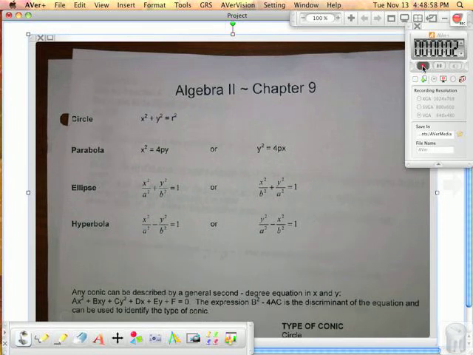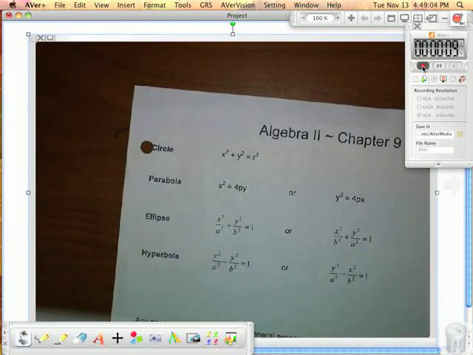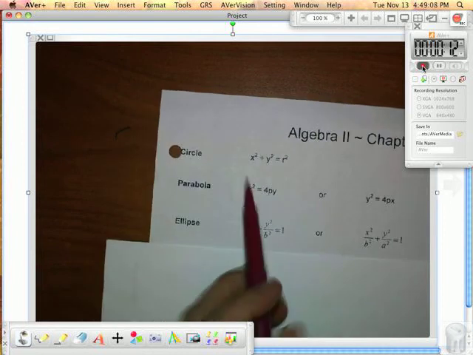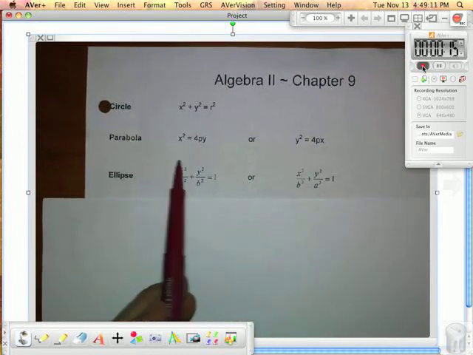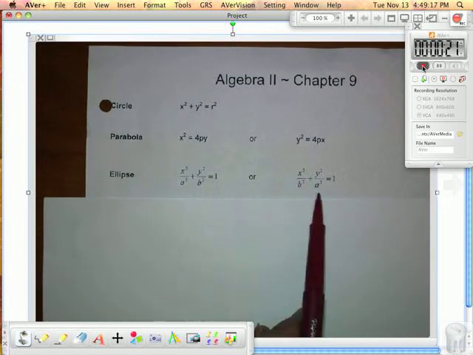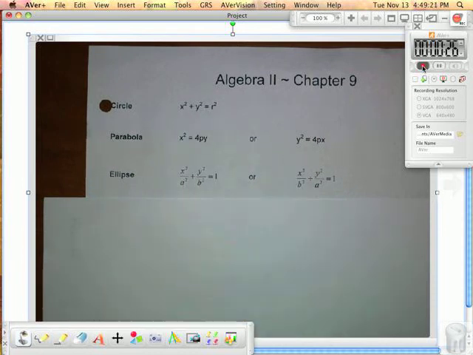Ready to do ellipses? Before we start, though, I just want to summarize a little bit of what we've done here. So far you've done circles, parabolas, and the two different types of parabolas, the ones that open up and down, and left and right. And now we're going to do ellipses. All of these equations involve an x squared and a y squared. That's where we're at right now.